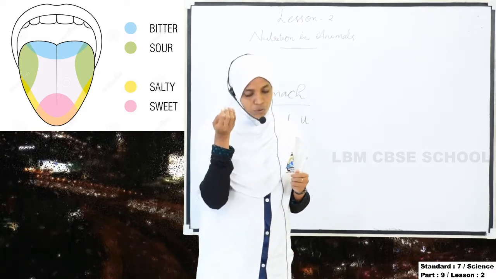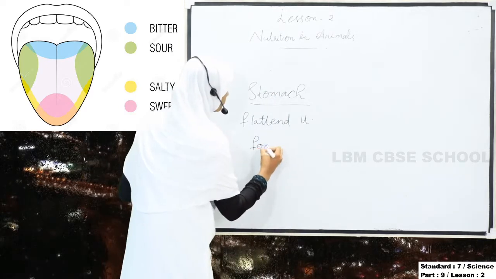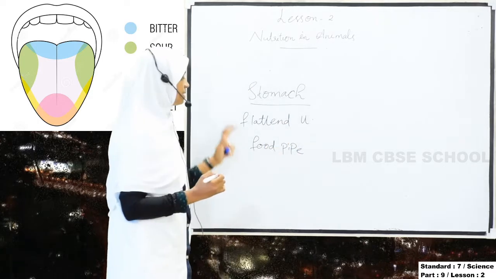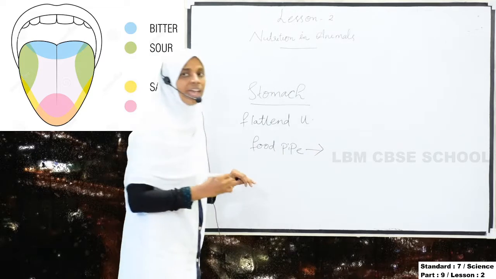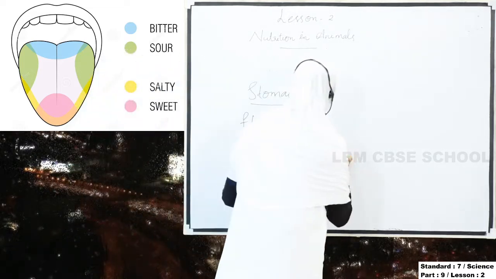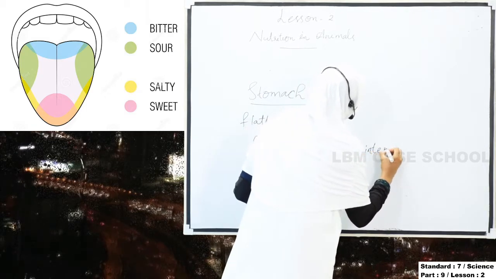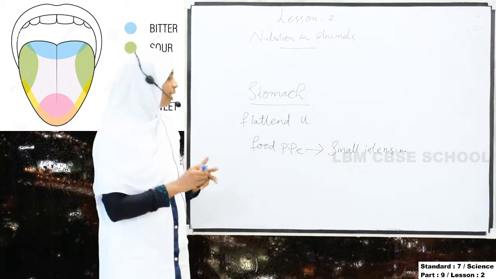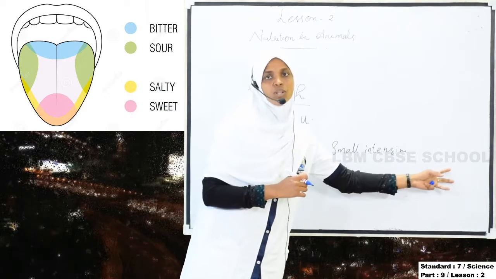It receives food from the food pipe. The stomach receives food from the food pipe, and it opens to where? The stomach opens into the small intestine.